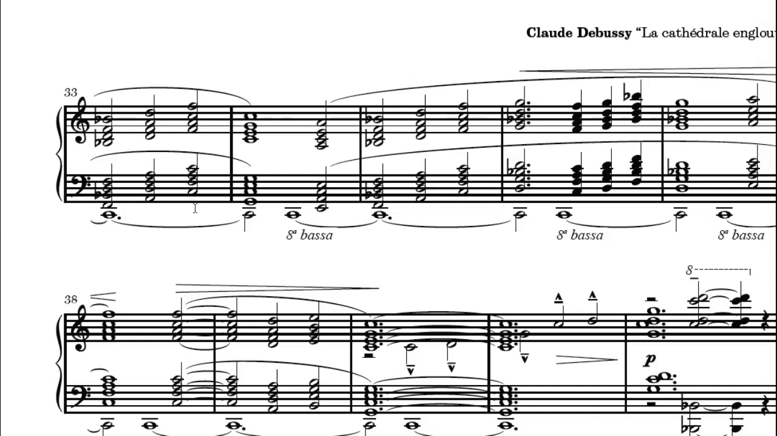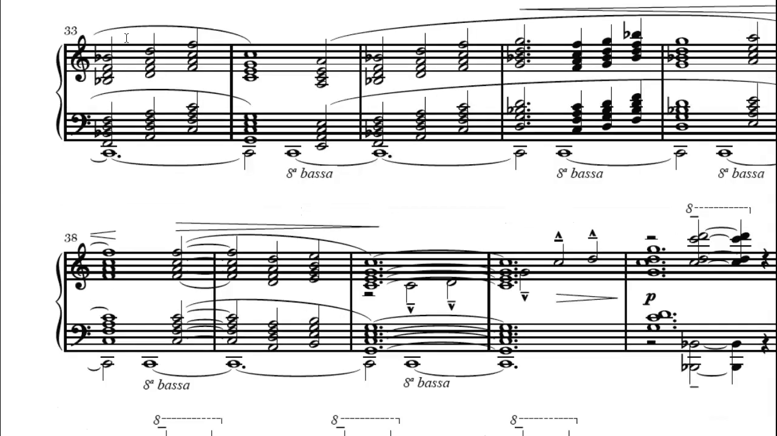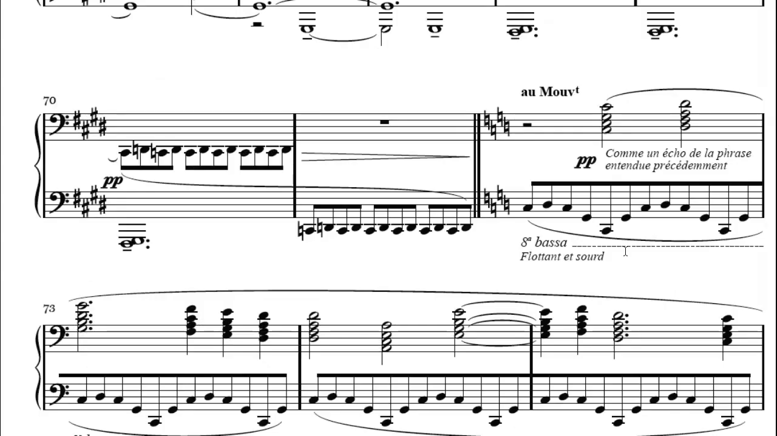So this is an example of modality. We have a very Mixolydian flavor to this passage because of the lowered 7th scale degree. So just make a little notation in your anthology that starting in measure 33, we have a passage of C Mixolydian mode. Let's move forward a bit to measure 72.